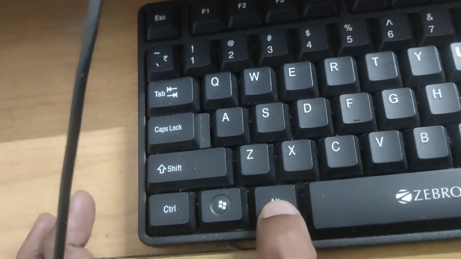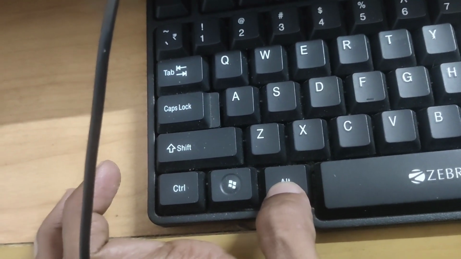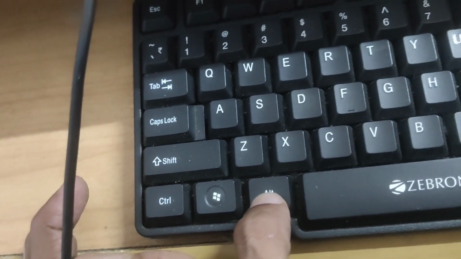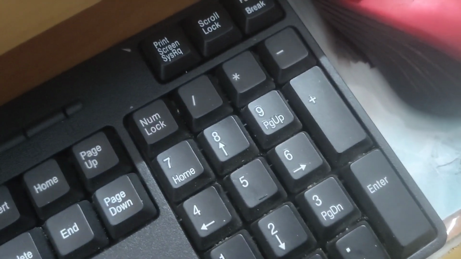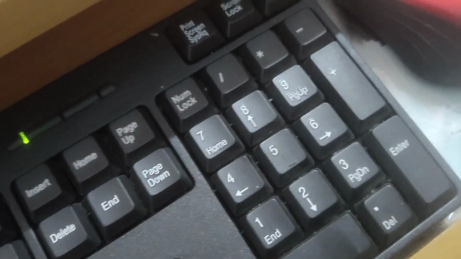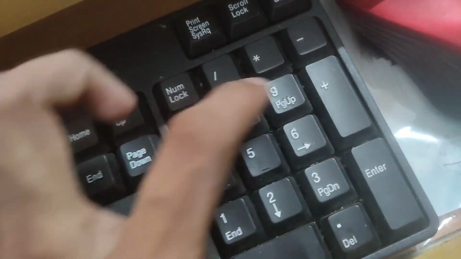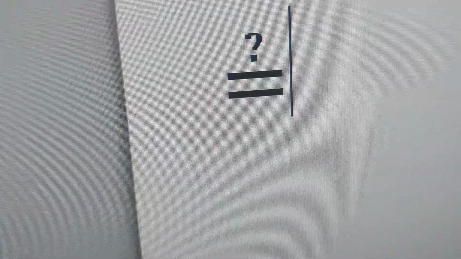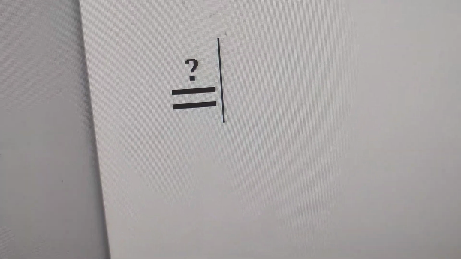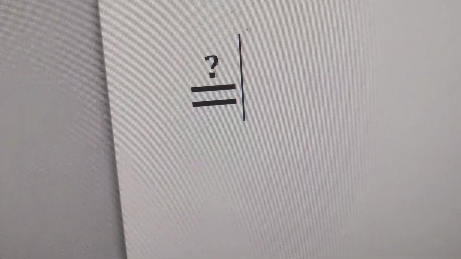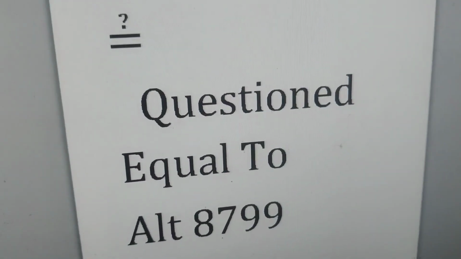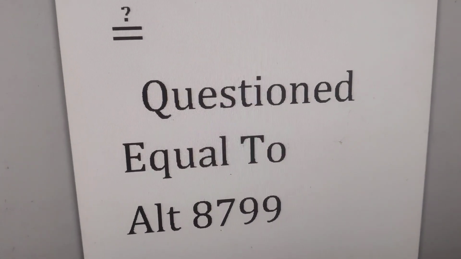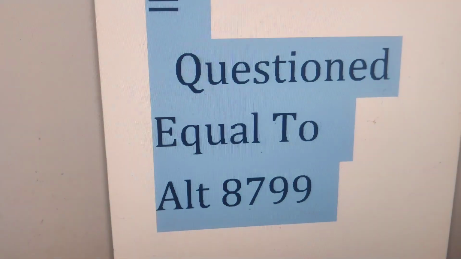Then you can see an Alt key on the left side of the space bar. You must press and hold this Alt key. Don't remove your finger from this Alt key. At the same time you must type 8799. After typing 8799 you can release your finger from this Alt key. So you can see that this symbol has arrived. So we have created a quotient equal to symbol using this keyboard shortcut, that is Alt 8799.